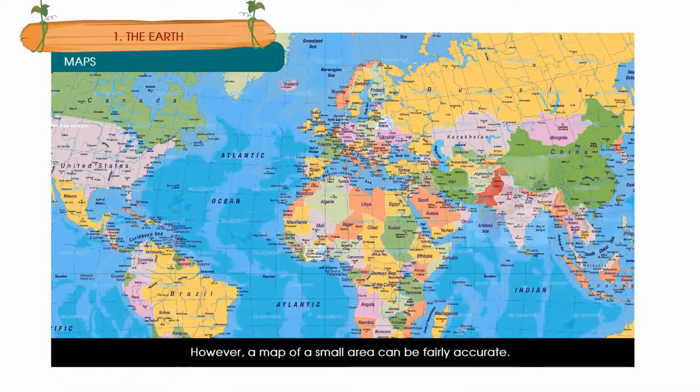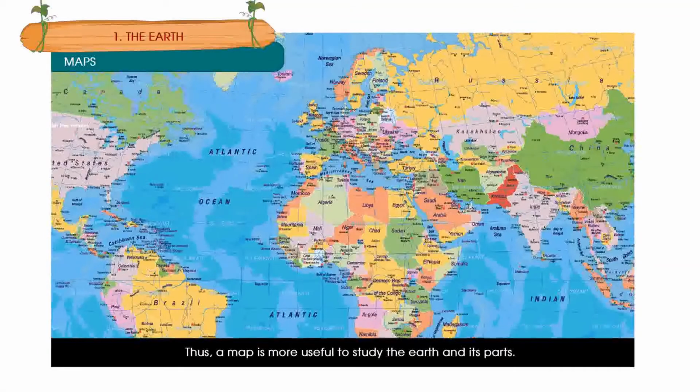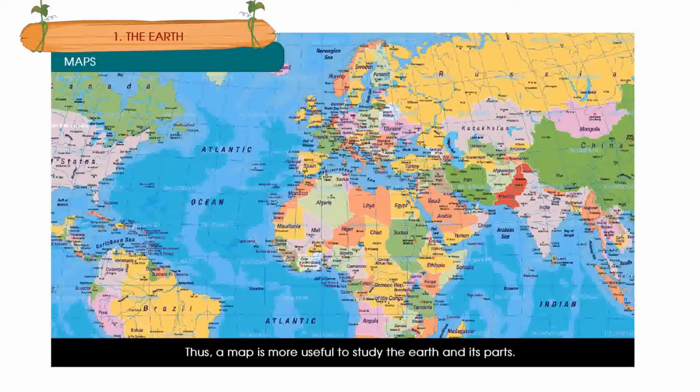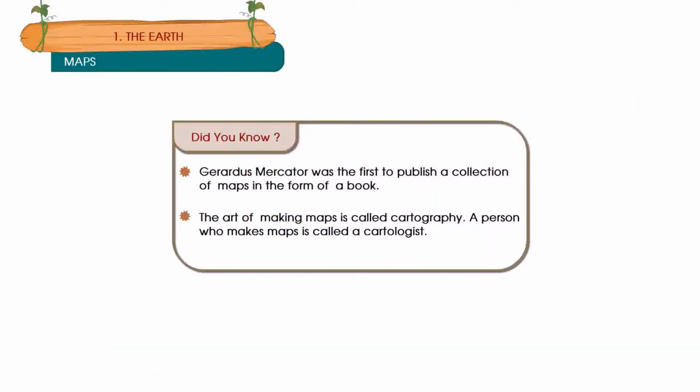Did you know? Gerardus Mercator was the first to publish a collection of maps in the form of a book. The art of making maps is called cartography. A person who makes maps is called a cartographer.